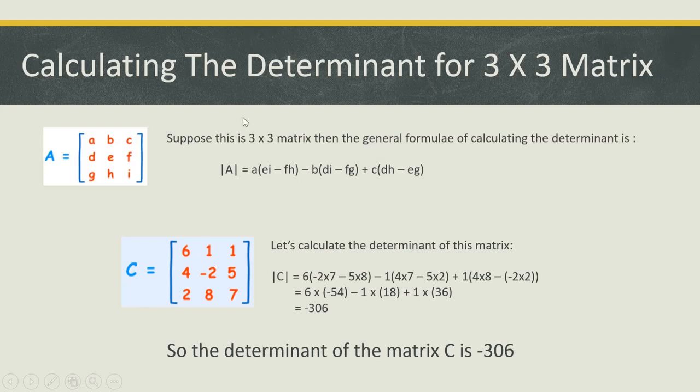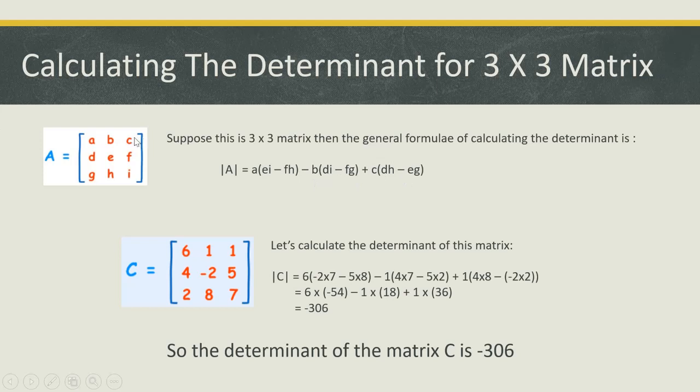Now let's see how to calculate the determinant of a 3 by 3 matrix. As you can see, this is the general formula for calculating the determinant of a 3 by 3 matrix. What we do is we take this a and then we do not consider the first column and the first row, and we take this 2 by 2 matrix and find out the determinant. Like this we do minus b, then we forget the second column and the first row, and then we take this 2 by 2 matrix di minus fg.